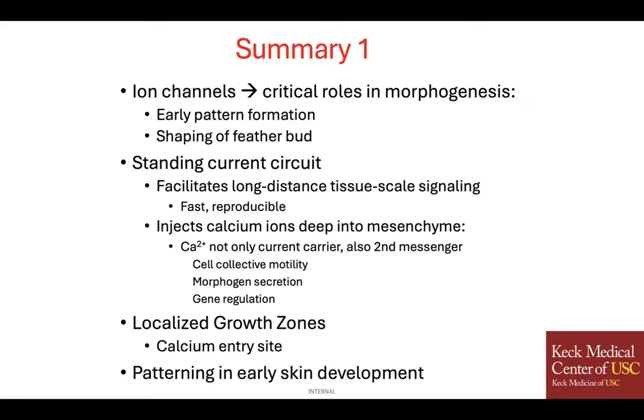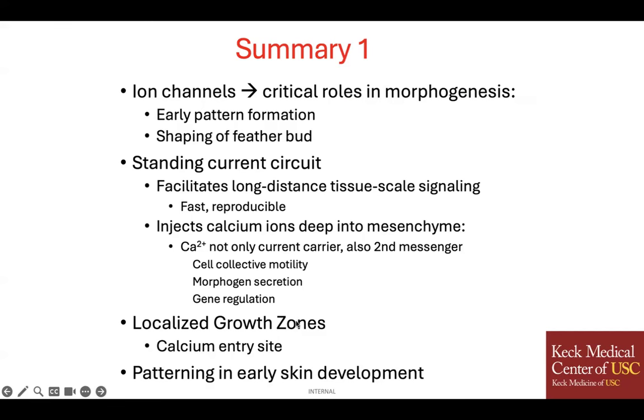They're important not only in early pattern formation, but they also shape feather buds once the feather buds have started to appear. Playing a key role in this is a standing electrical current, which facilitates long-distance, tissue-scale signaling, which is fast and reproducible. It serves to inject calcium ions deep into the mesenchyme. Calcium is not only a current carrier, but also a second messenger, which plays big roles in some of the processes that we know are important in feather bud morphogenesis.